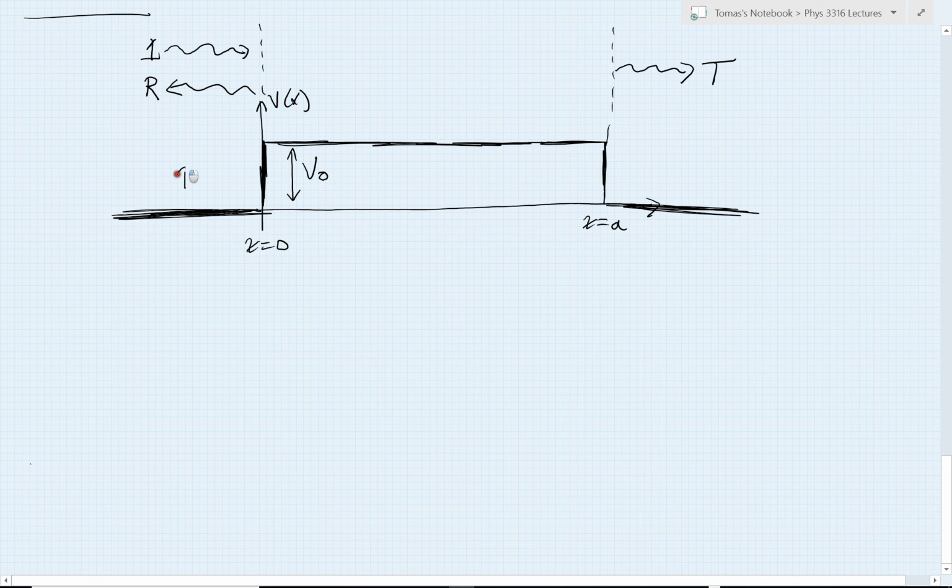So I start with 0 potential. That's a type 1 region where I have k1. Here in region 2, I will have k2. But back over here, because I've come back to 0 potential, I'm back to k1. I'm back in a type 1 region.